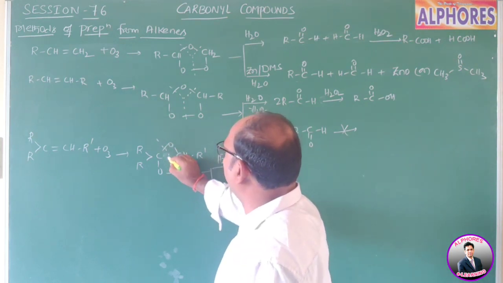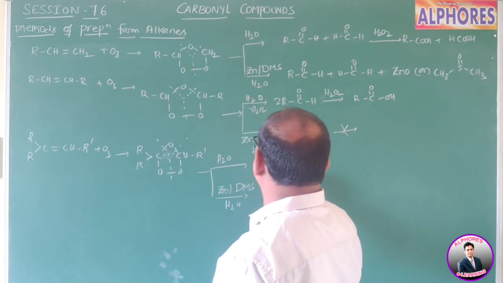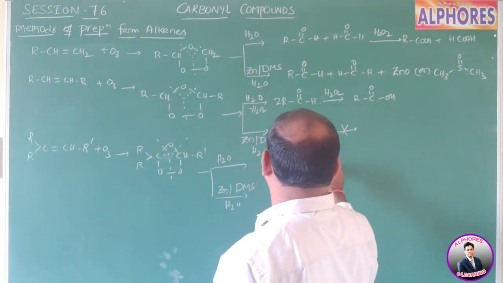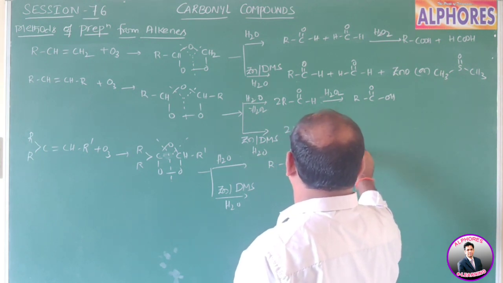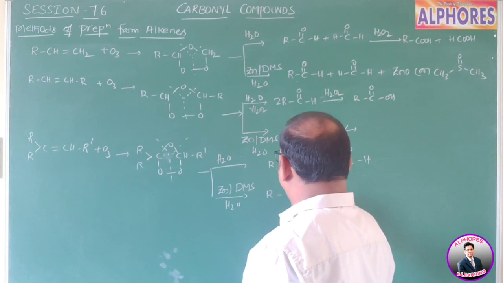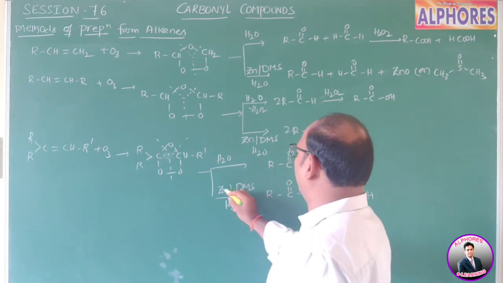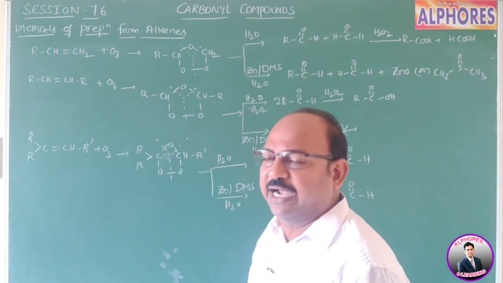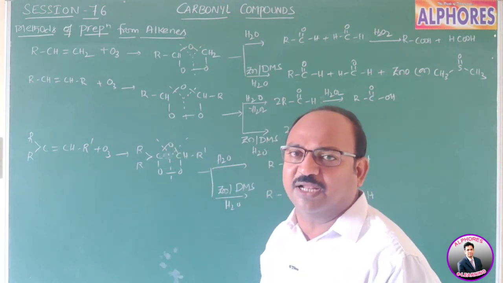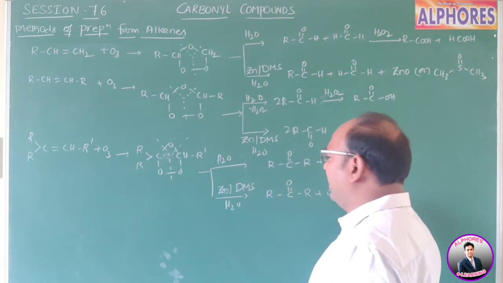So what happened here, bond breaking takes place and we are getting RC=OR, RC=OR, and this one is R dash C=OH, R dash C=OH here. And here also the same, RC=OR and R dash C=OH. Because here we are using zinc and dimethyl sulfide, these took the oxygen and convert into zinc oxide and dimethyl sulfoxide, and there is no further reaction here. The reaction will be stopped here.